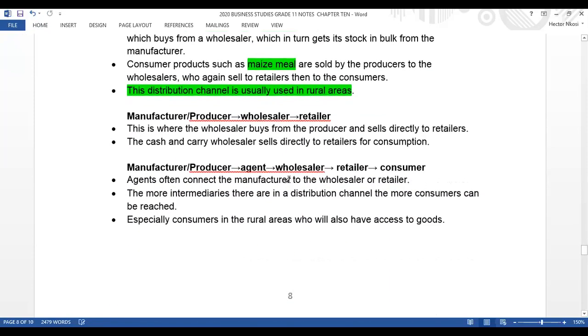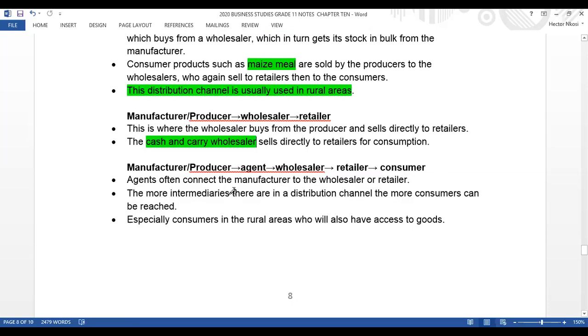Then let's see. The other one is manufacturer, wholesaler, retailer. So there is no consumer, meaning that this is where the wholesaler buys from the producer and sells directly to retailers. The cash and carry wholesaler, for example, sells directly to retailers for consumption. Then we've got the manufacturer, agent, wholesaler, retailer, and consumer. The agent often connects the manufacturer to the wholesaler or retailer.